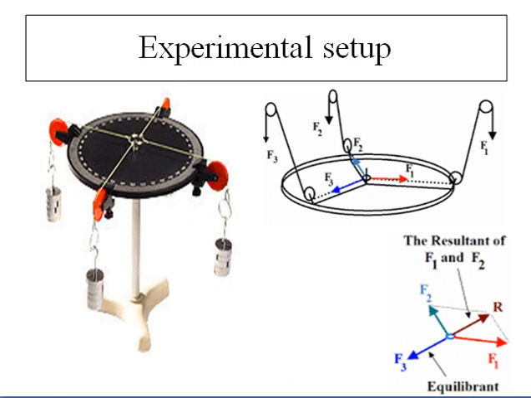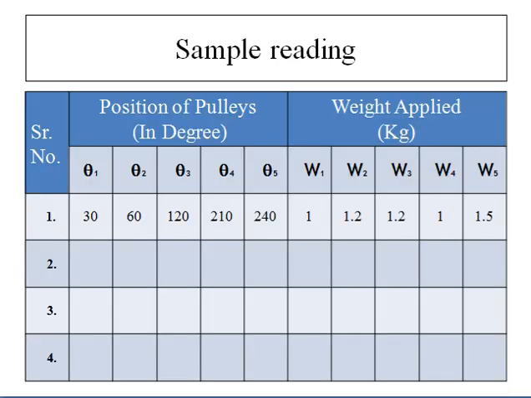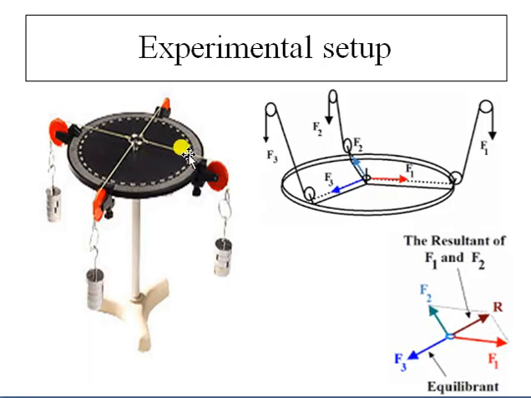Moving on to our actual experimental setup, I will explain one sample reading. For example, the positions of the pulleys are represented here. Here there are four sets of pulleys represented in the diagram. In the actual experiment, let us take 5 sets of pulleys.